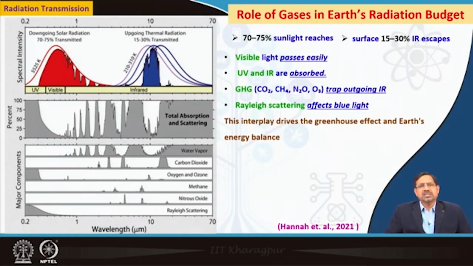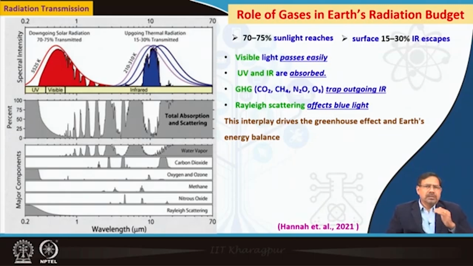Greenhouse gases such as, we know, carbon dioxide, methane, nitrous oxide, ozone, these gases trap the outgoing longer wavelength infrared radiation. And then we have various scattering processes, Rayleigh scattering, Mie scattering, and all those things. This scattering affects the blue light, and in turn it affects the incoming solar radiation. So, this interplay drives the greenhouse gas effect on Earth's energy balance.